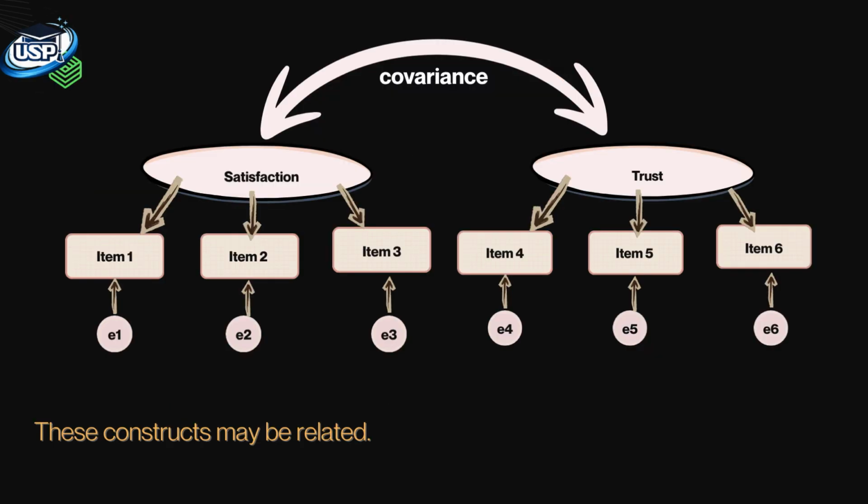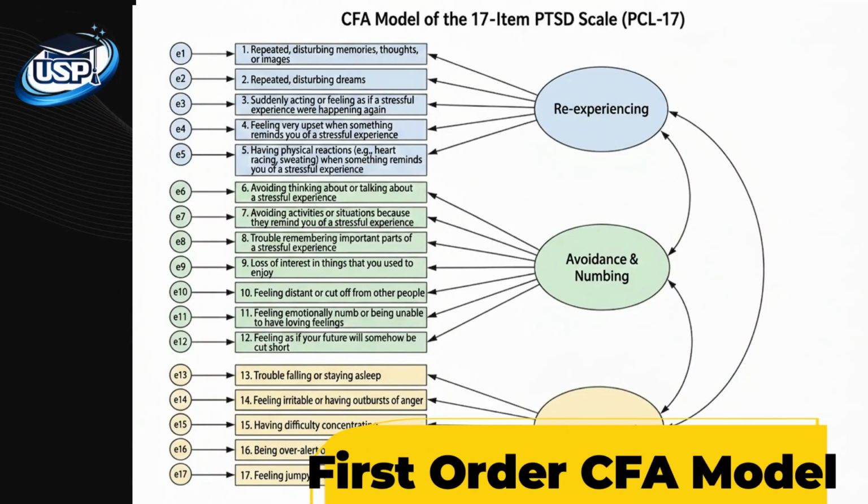You can have more than one latent factor. For example, here we have satisfaction and trust, and they could be correlated. So we draw an arrow there, that's the covariance. So the constructs may be related. This is what the CFA model looks like.